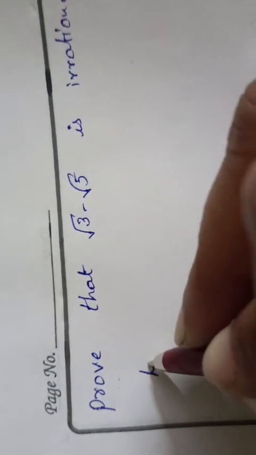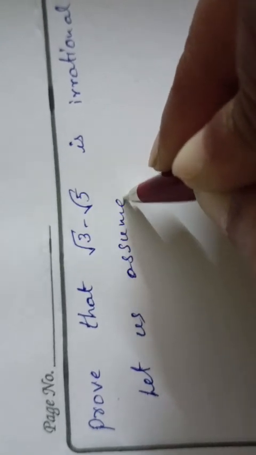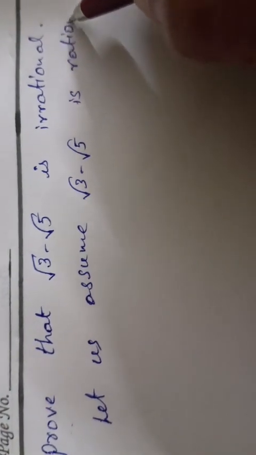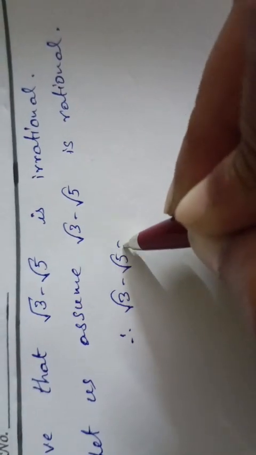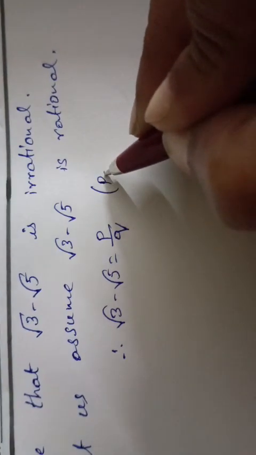Prove that root 3 minus root 5 is irrational. Okay, for this, let us assume root 3 minus root 5 is rational. Therefore, we can write root 3 minus root 5 equals p by q, where p, q are co-primes.